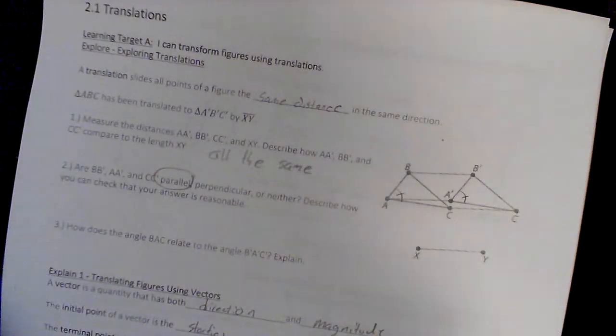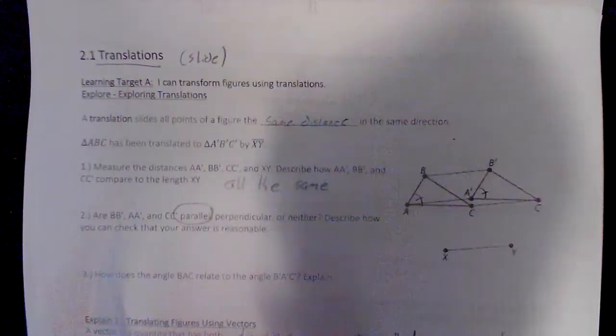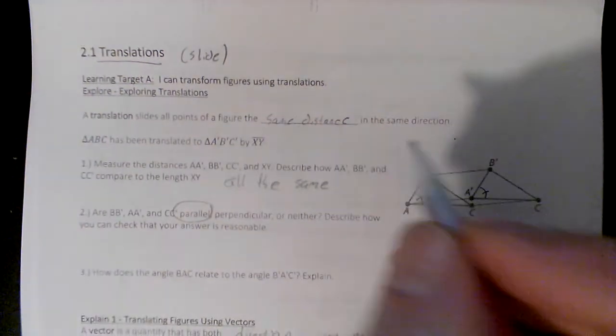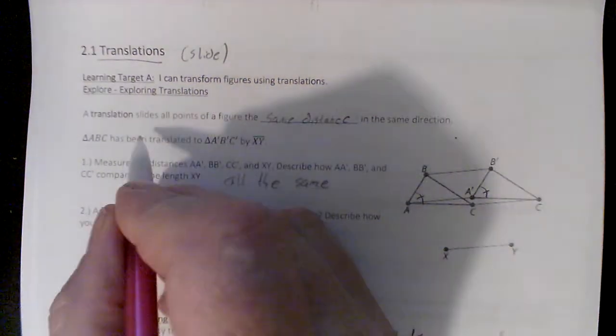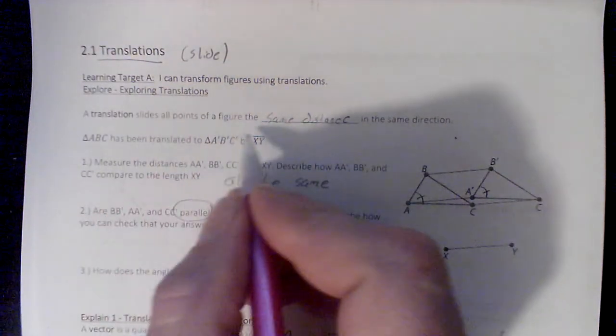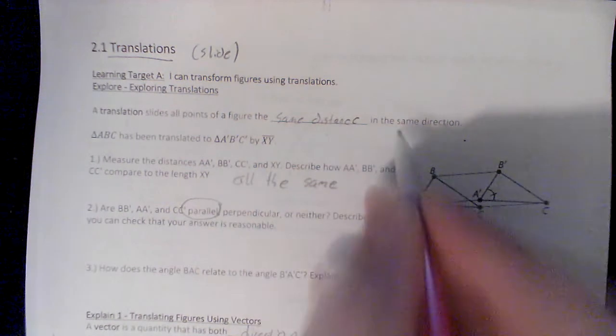All right, 2.1. We're going to talk specifically about translations. That means slides and methods of showing translations. We're going to learn I can transform figures using translations. In a translation, all points of the figure slide the same distance and in the same direction.